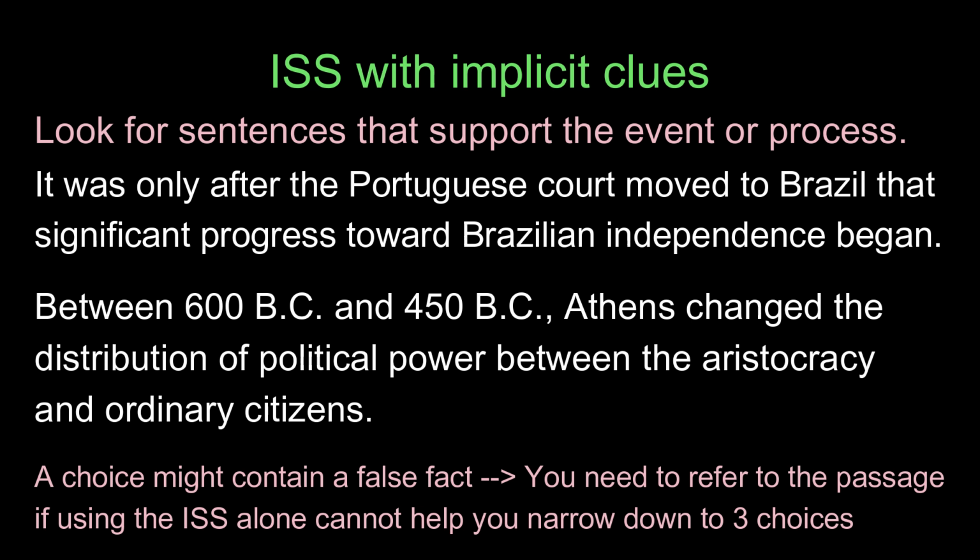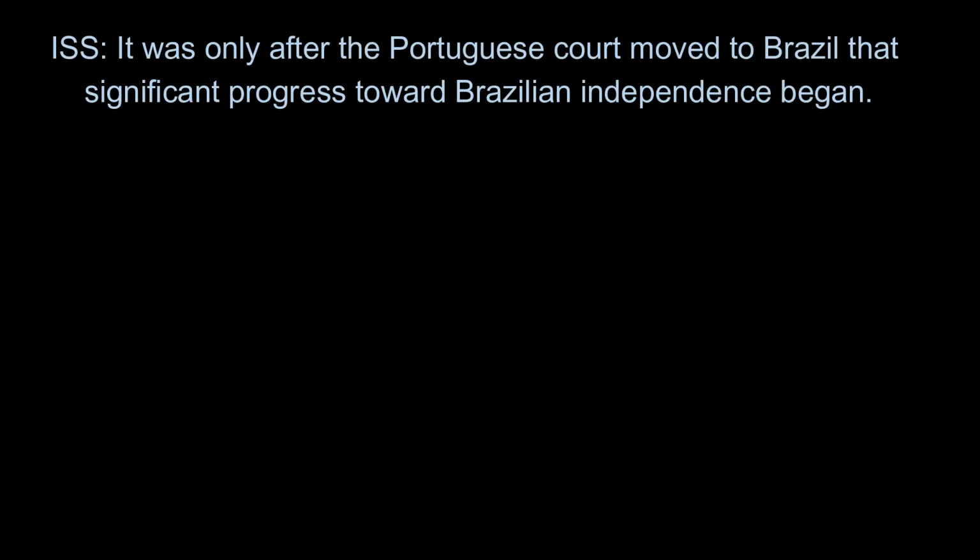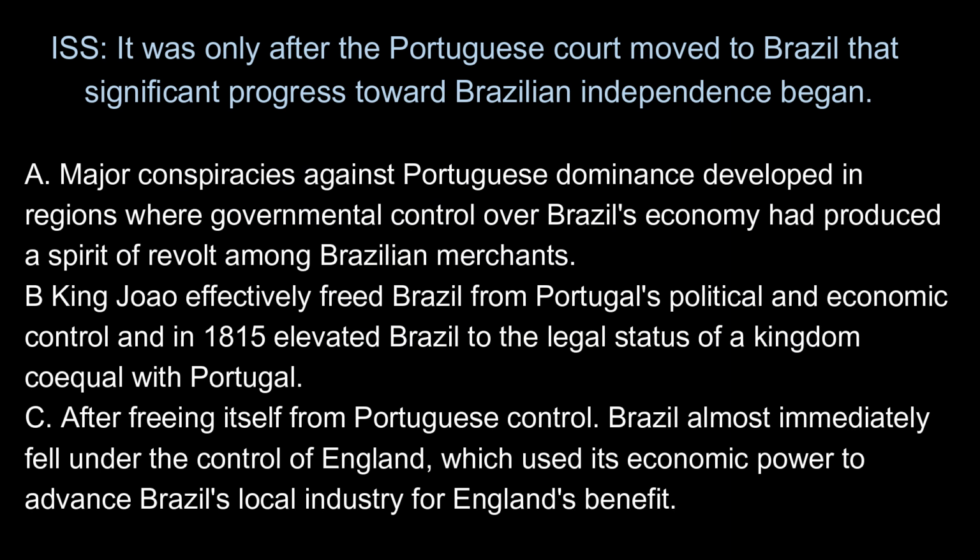This method alone might not be sufficient to find all 3 correct choices, since some of the options might talk about some facts that support the introductory sentence, but the facts are false. So you do need to check the passage if you can narrow down to 3. Let's look at this question. So we need to look for sentences that explain how Portuguese court helped Brazilian independence.